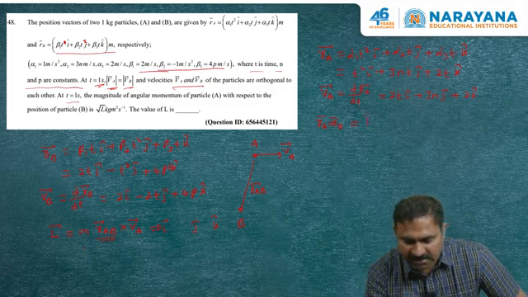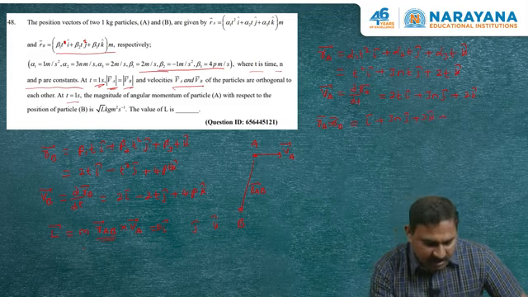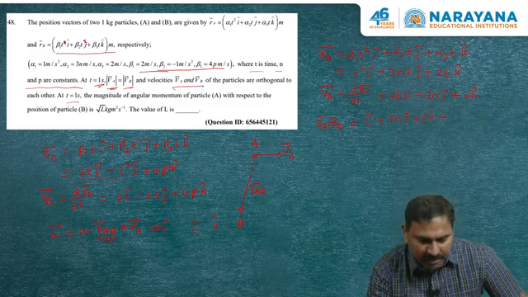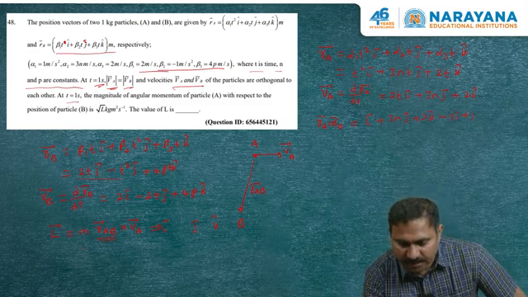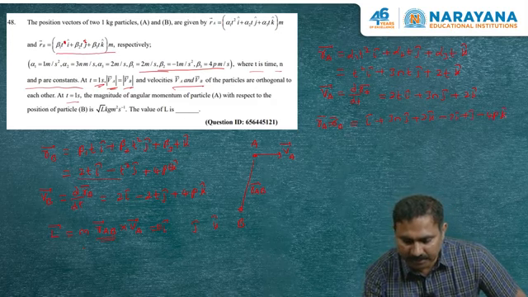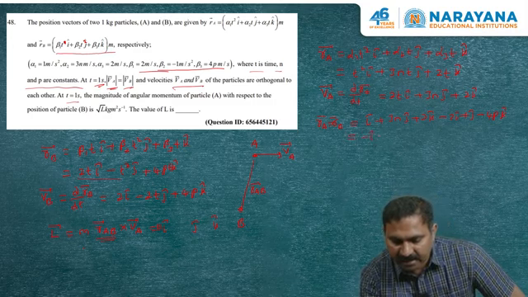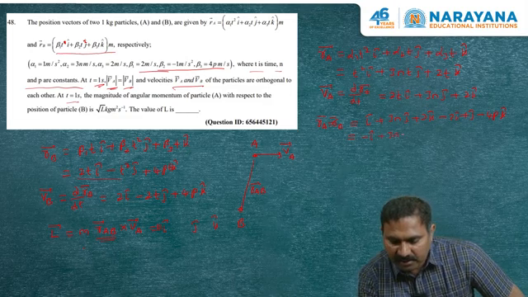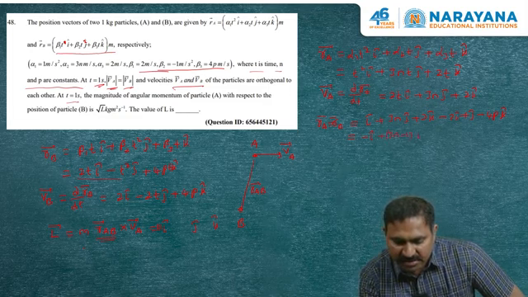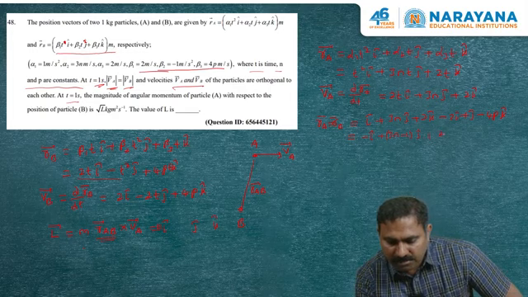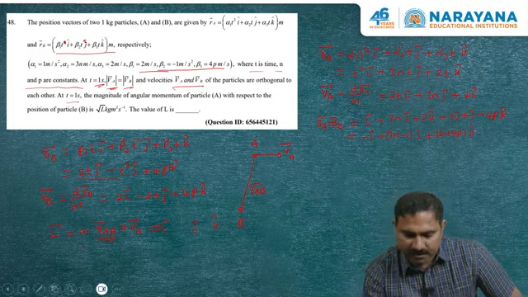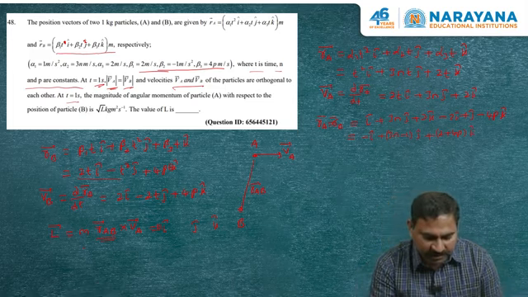RA at 1 second is i cap plus 3n j cap plus 2 k cap, minus RB, 2 i minus j cap minus 4p k cap. This is coming out to be minus i cap plus 3n minus 1 j cap plus 2 plus 4p k cap. Let us find the values of n and p first.